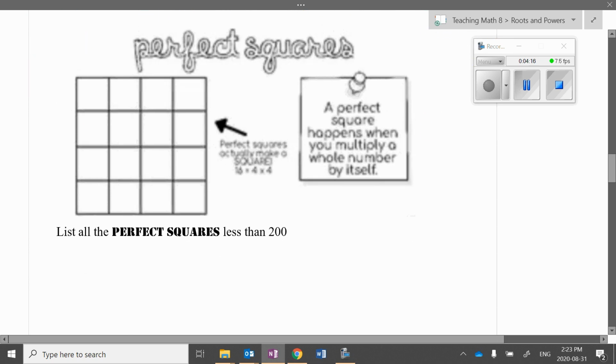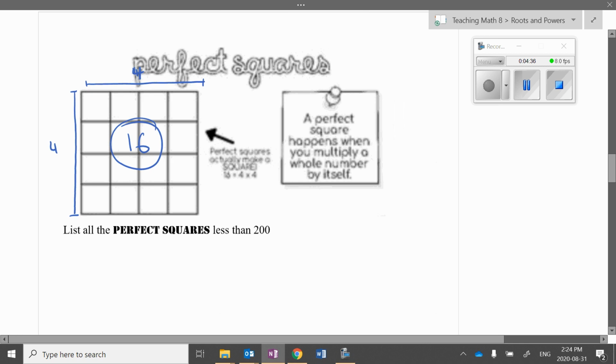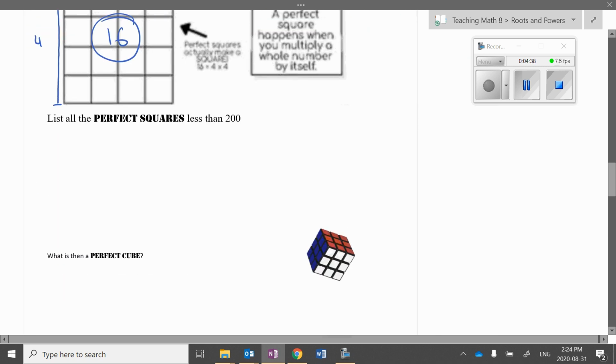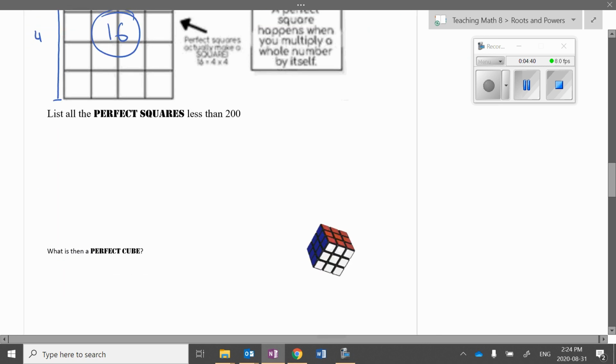Perfect squares are something we will reference lots within math. So a perfect square, well, a square is the same length on both sides. So this square is a 4 by 4 square, giving us a total of 16 squares in the middle.